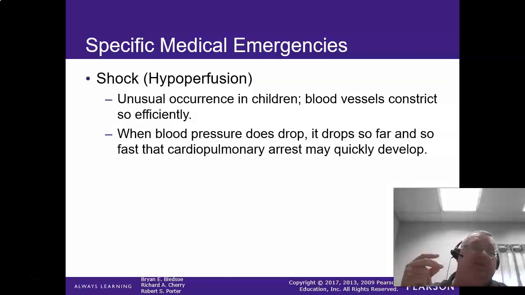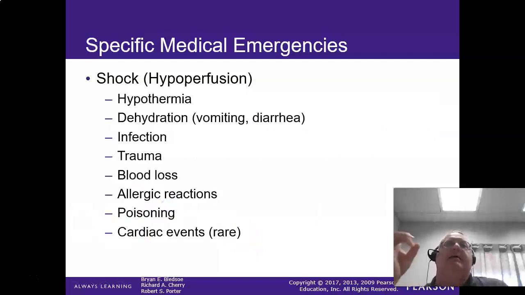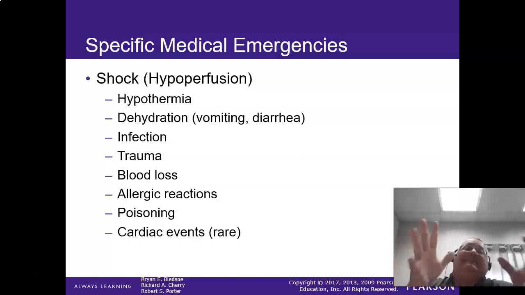And the problem is that blood vessels constrict so effectively that once you finally lose all your compensatory mechanisms, these kids drop quick, and they go very fast into a cardiac arrest state. Blood pressure is not a good indicator of whether the patient's in shock or not. It's actually the poorest indicator, and it's why we call it compensated versus decompensated shock.